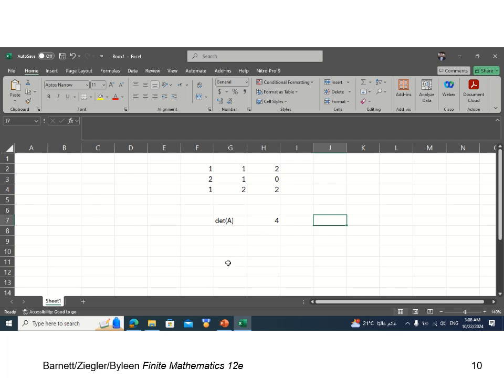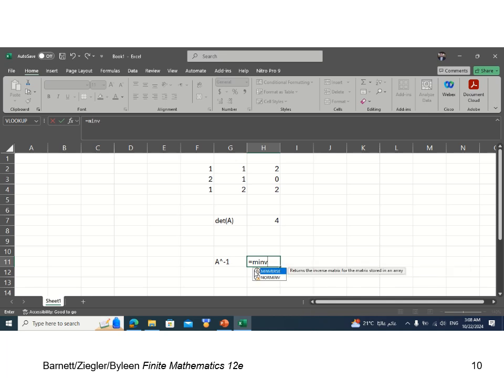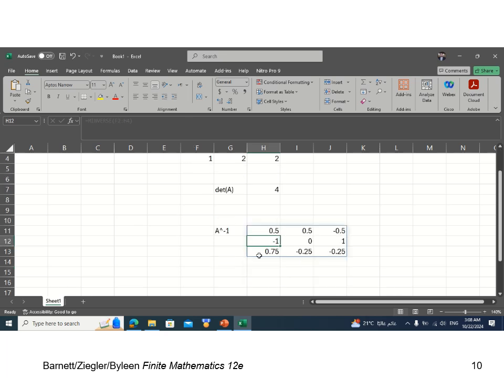The next step is to calculate the inverse, A power negative 1. Here we will write equals M for matrix, INV, MINVERSE, which returns the inverse matrix for the matrix stored in an array. It asks about the array. This is our array, and we press enter. So we have our inverse.